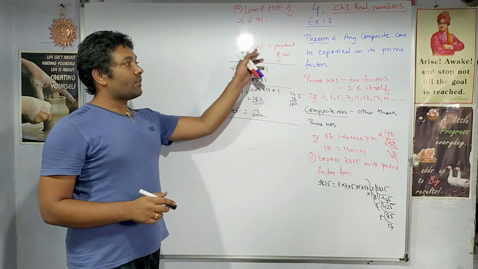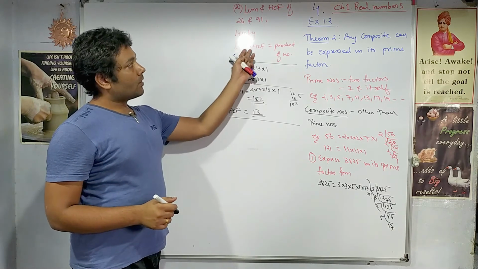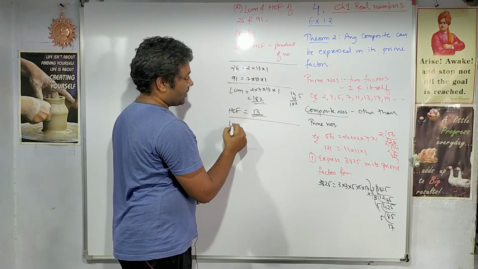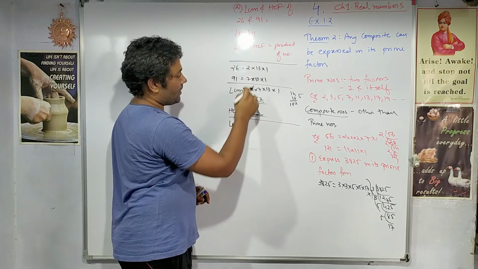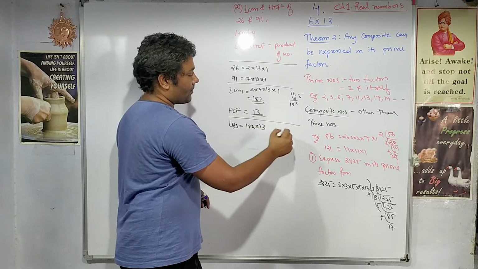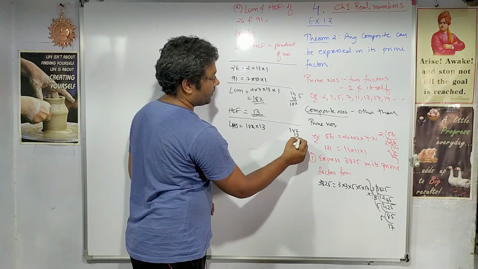Now we have to verify this given concept. We will solve its left hand side, LCM into HCF. So LCM into HCF, 182 into 13. Let us find out what 182 into 13 is.